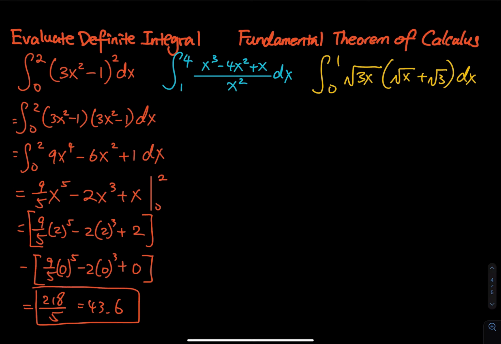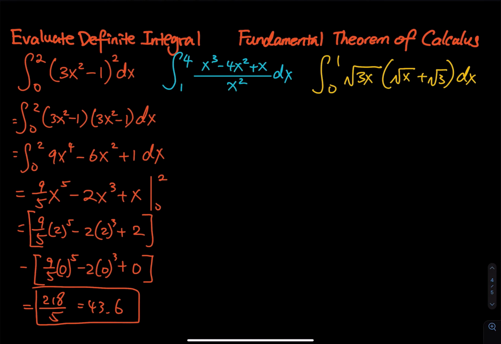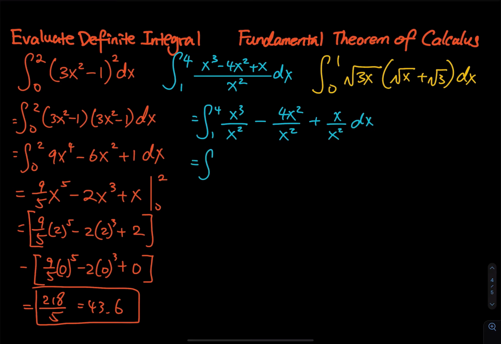So we have the integral from 1 to 4 of (x to the 3rd minus 4x squared plus x), the whole thing divided by x squared dx. First of all, I will divide this into 3 fractions. So that is equal to the integral from 1 to 4 of x to the 3rd divided by x squared, minus 4x squared divided by x squared, plus x divided by x squared dx. And then this is 1 to 4, x minus 4, right? And then plus 1 over x dx.